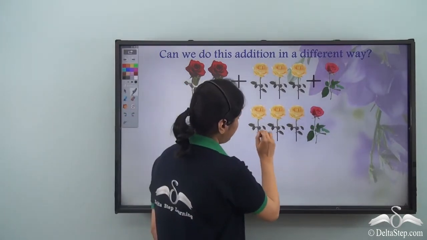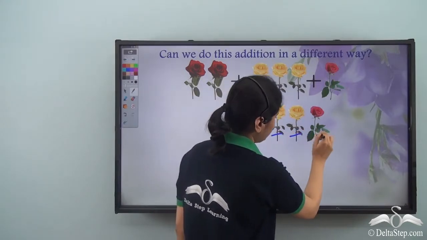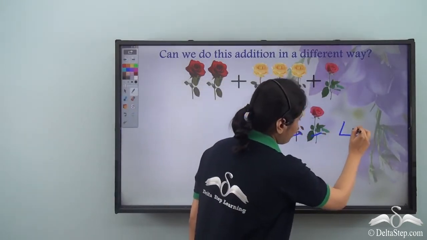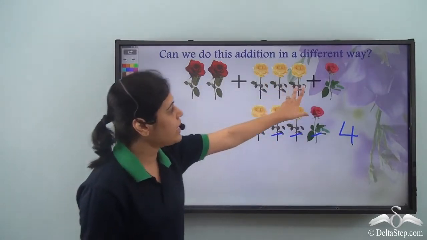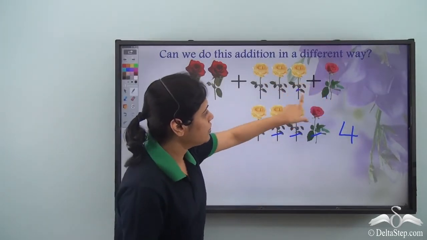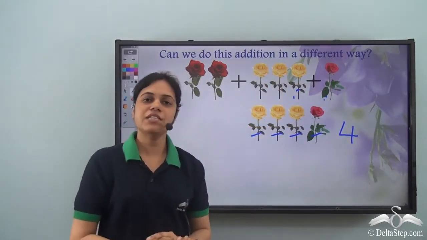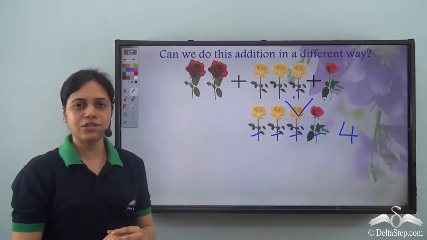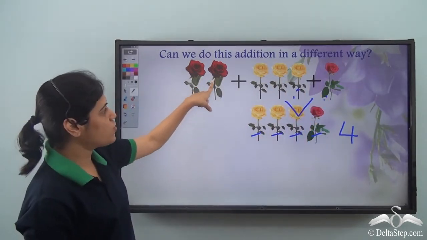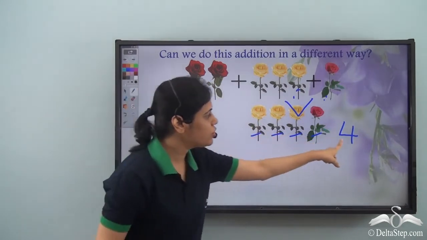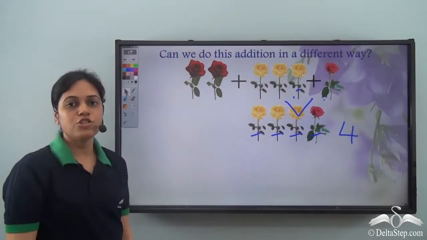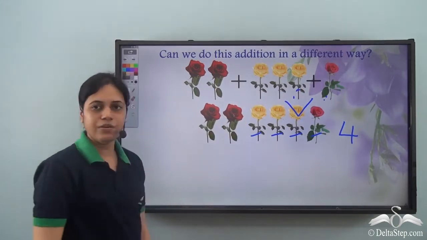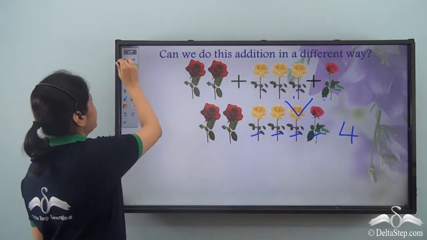Let's count how many are here. So we have 1, 2, 3, 4. We have 4 roses. So combining or putting together these two objects, we get 4 roses. This is the answer of this addition. Now I need to add 2 roses to these 4 roses. So let me bring these 2 roses over here and let's count once again.